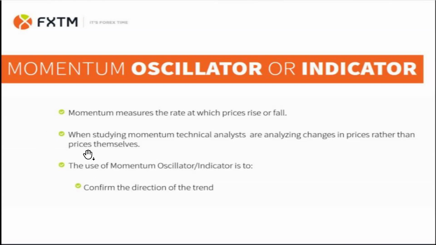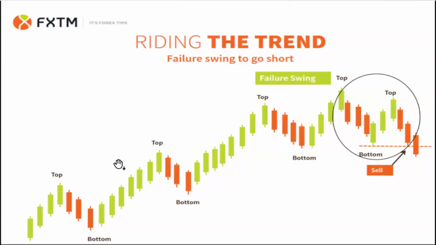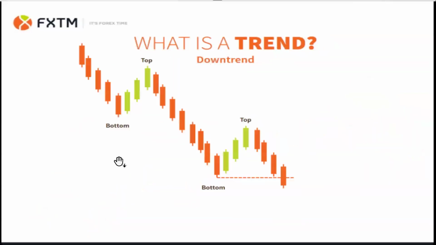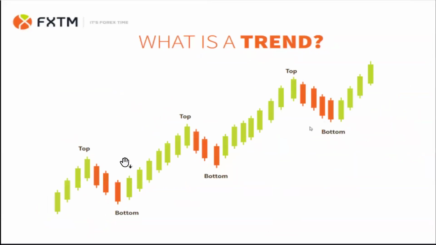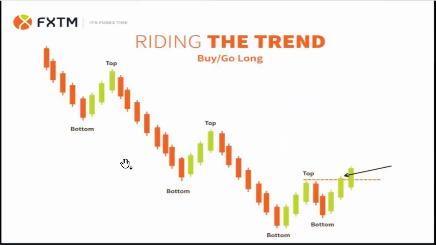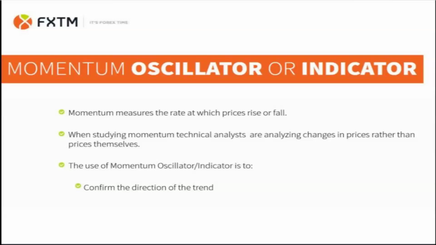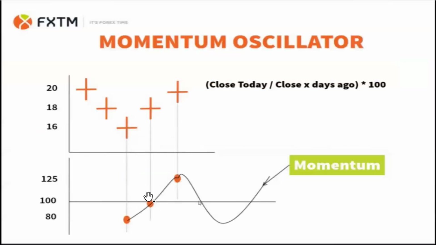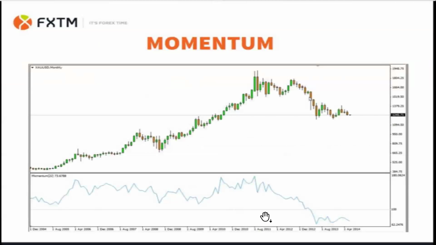Okay, so you know the way the momentum works. It works in such a way that if the momentum line is above this 100 line, the market will be buying. If this momentum line is below this 100 line, the market will be selling. Is it clear?